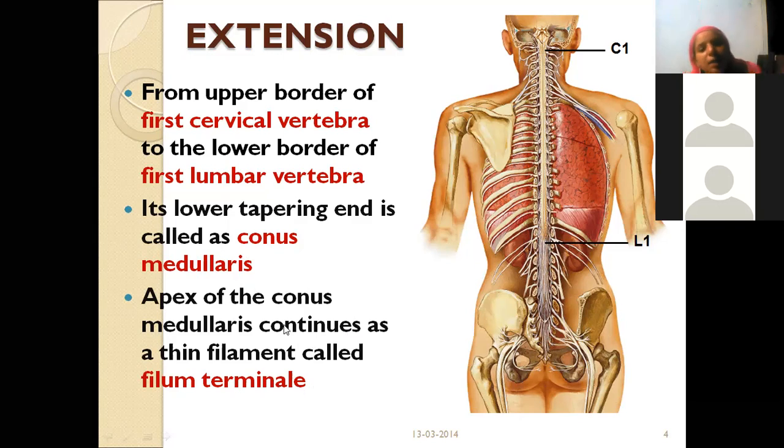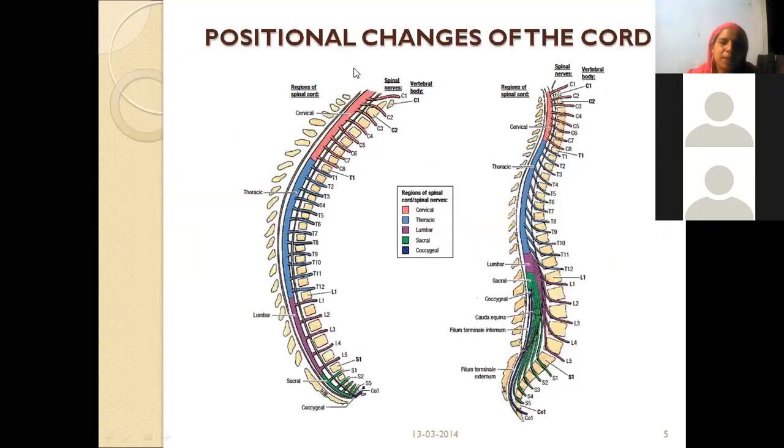Filum terminale. So now see here positional changes of the spinal cord as the age advances. See, this is during the fetal life. You can see these are the cervical vertebrae. Pink in color is the cervical part of spinal cord. These are thoracic vertebrae. Blue in color is the thoracic part of the spinal cord. Violet is lumbar part of the spinal cord. Green is sacral part of the spinal cord. But during development, the vertebral column keeps growing, but spinal cord stops its growth. Hence, spinal cord is ending here only at the lower border of L1.